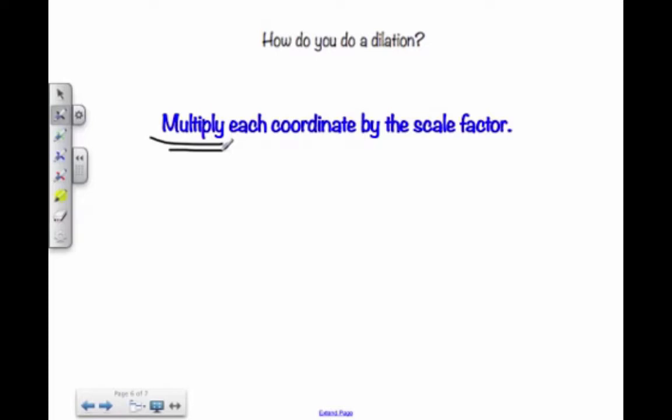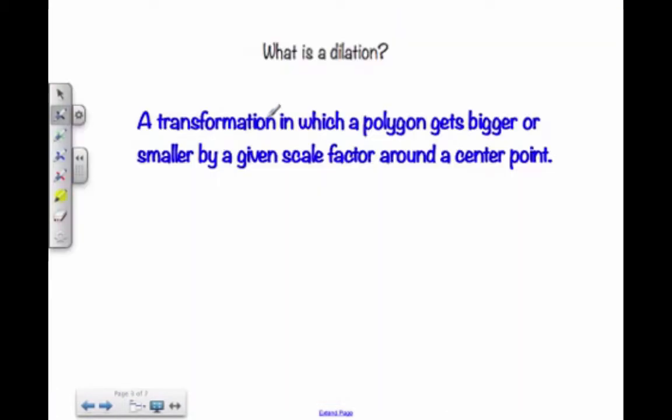Now, here's the thing that you need to understand, that when you do a dilation, sometimes it gets bigger, but sometimes it also will get smaller. So when I multiply by a scale factor of 5, for example, my picture will be 5 times bigger. If I multiply by a scale factor of 1/5, for example, my picture won't be 5 times bigger, it'll actually be 5 times smaller. Okay, so numbers that are greater than 1 will make it larger. Numbers that are less than 1, between 0 and 1, will make your picture smaller.